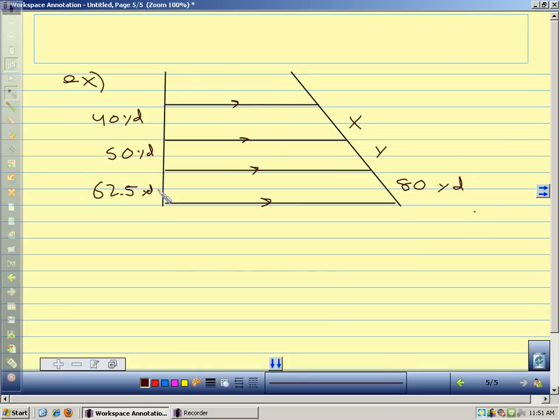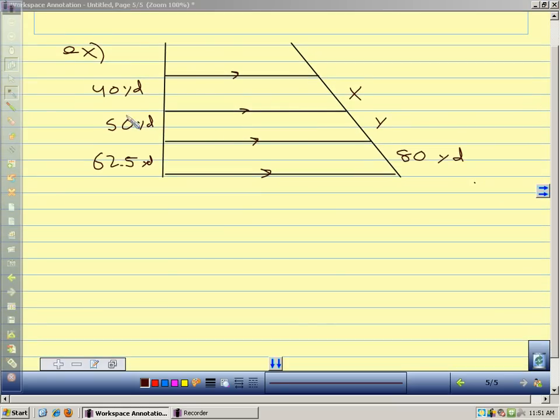So this line here and this line are my transversals. Eventually they're going to intersect because they're not parallel. So these are my intersecting transversals. We have these four parallel lines that cut these intersecting transversals. So our sides are proportional. To find X and Y, I just need to make a proportion with the part that I'm looking for.